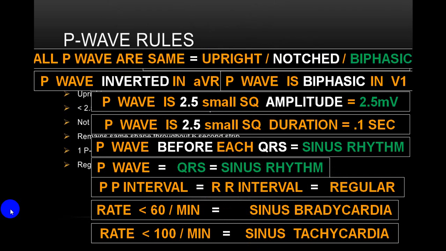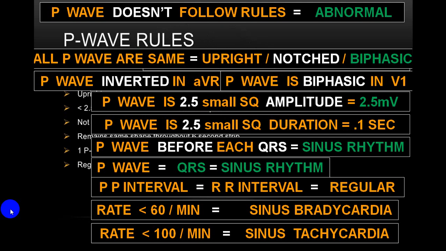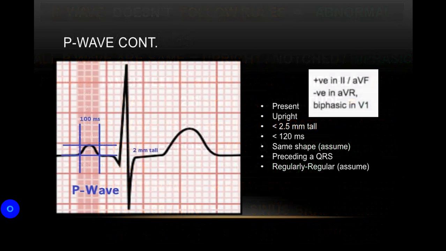All P waves are the same, maybe upright, maybe not, maybe biphasic. If the P wave does not follow the rules we have mentioned just now, we call the P wave abnormal. Now we'll be going through some of those.